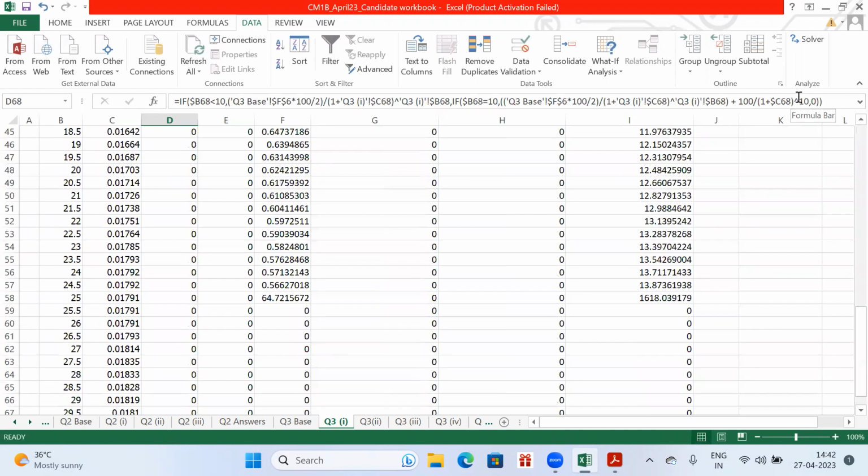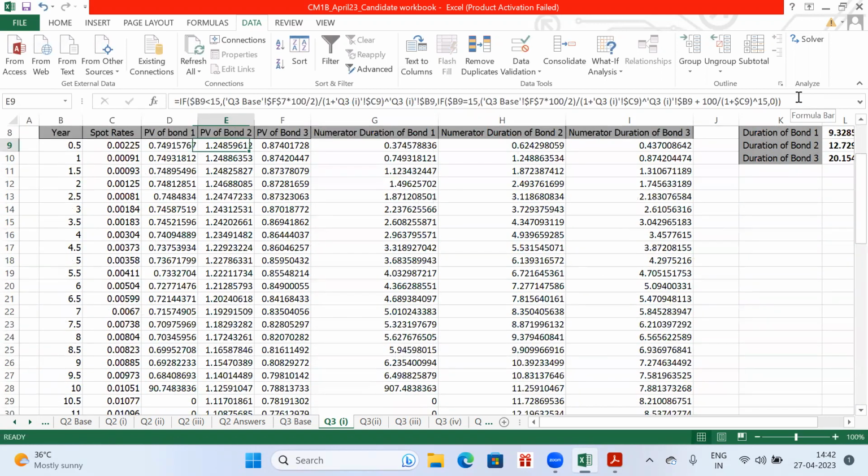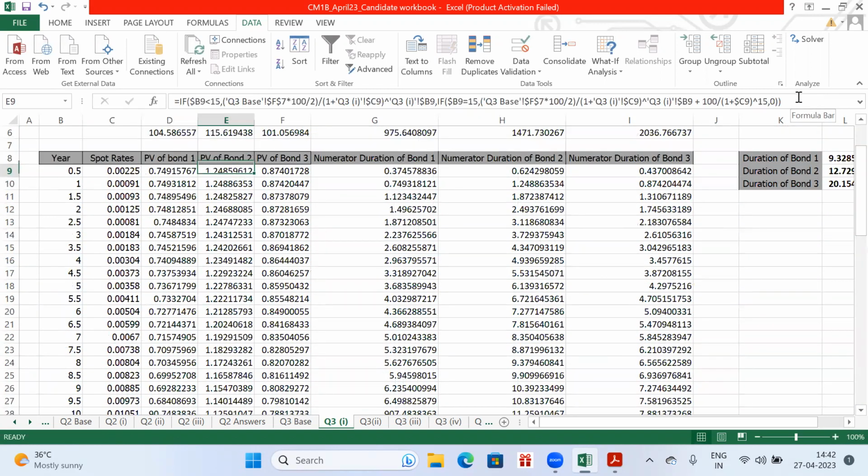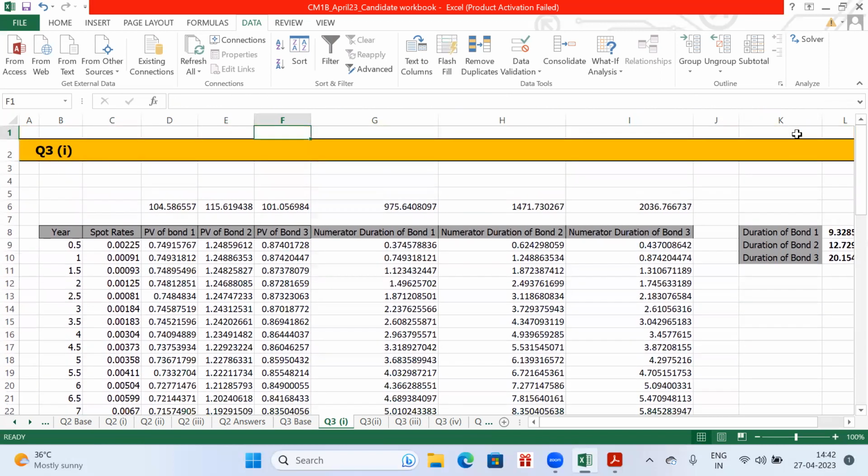Okay, so putting an if, I get this value for present value of bond 1, present value of bond 2, same formula, and present value of bond 3. But then bond 2 is for 15 years, bond 3 is for 25 years. Okay, so for all these three I have got a present value.